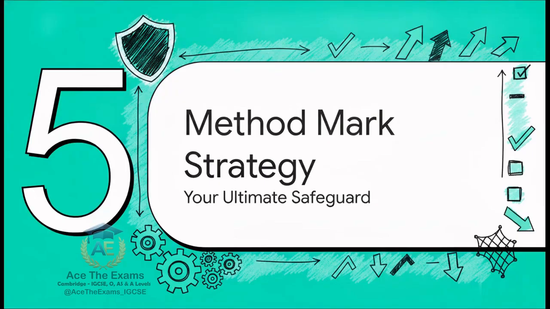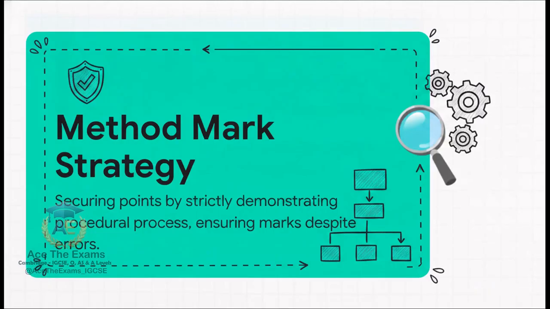Section 5, the method mark strategy. Let's transition to the ultimate solution that serves as your complete mathematical safety net. Let's define this clearly so you remember exactly why it functions as your ultimate exam safeguard. The method mark strategy is the practice of securing points by strictly demonstrating the procedural process, ensuring marks are awarded even if calculation errors occur.